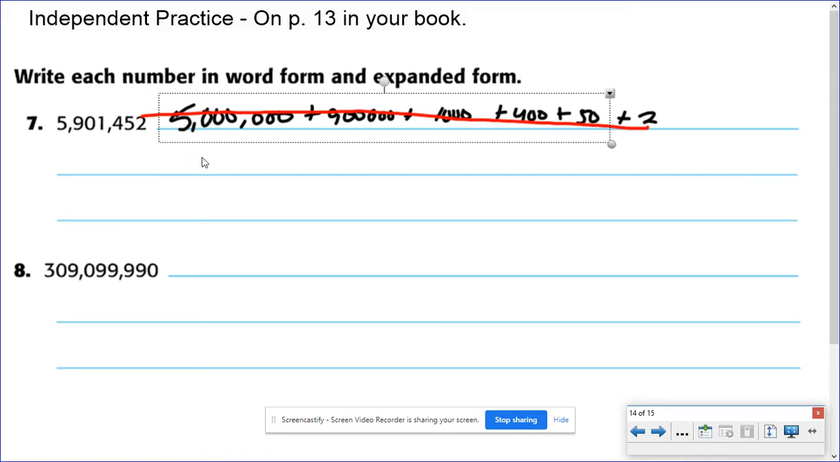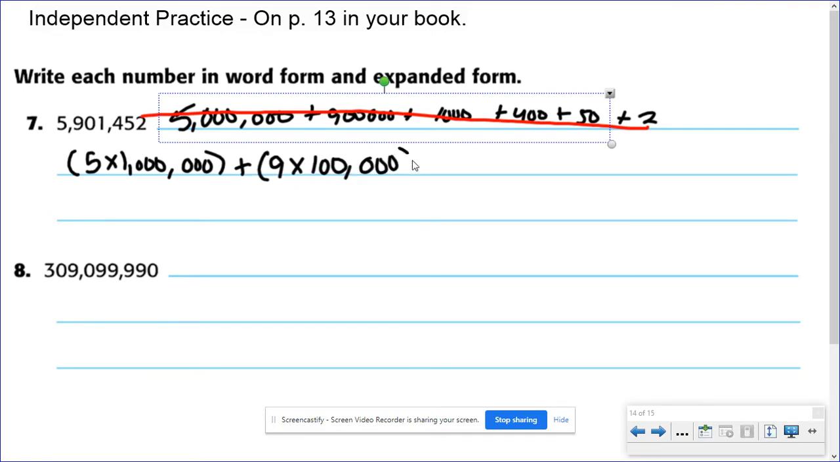Let's do it together. The first one is 5 million. There is no such thing as the 5 millions place, but there is a 1 millions place. So instead of 5 million, I'm going to write it as 5 times a million because they're the same value, but this one shows place value. Instead of 900,000, because there is no 900,000s place, I'm going to pull it apart to look like 9 times 100,000 because those two values are the same, but this one shows place value. It's more expanded.